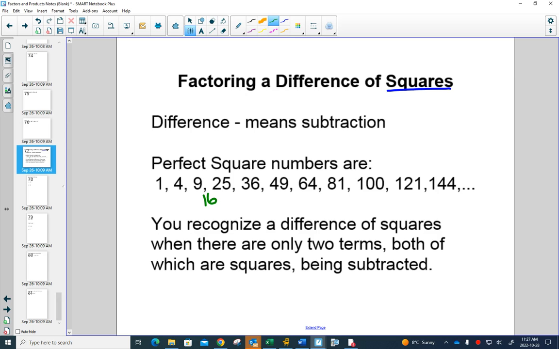So you can recognize a difference of squares when there's only 2 terms, both of which are squares, and difference means subtract, so there'll be subtraction.